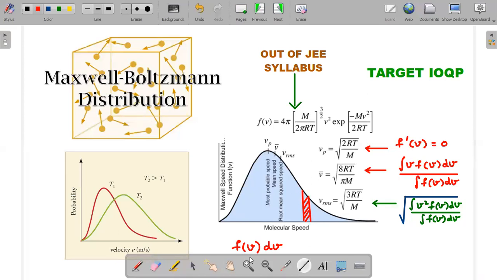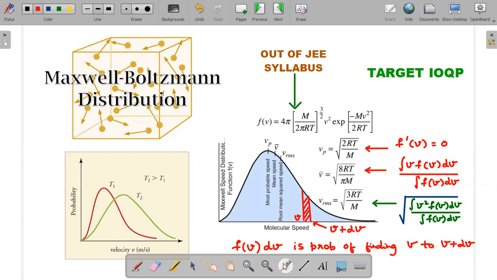This is having a domain of V to V plus dV, right? So on this side it is V, on this side it would be V plus dV. So we're talking about area under the graph from V to V plus dV. This is going to be the probability of finding a particular fraction of molecules, or number of molecules per total molecules, or probability of finding molecules in the velocity range of V to V plus dV.